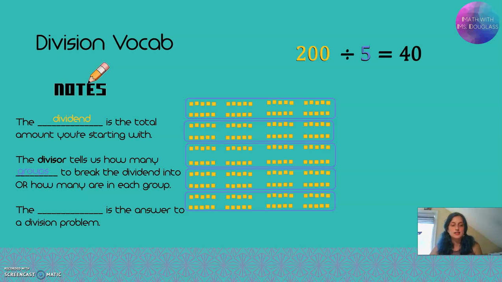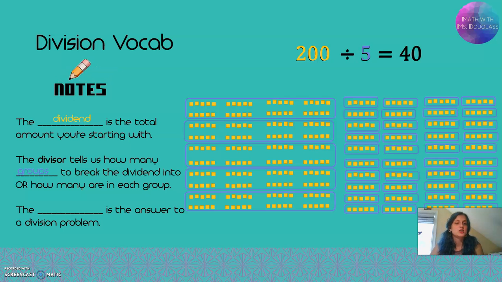Or depending on the context of usually a word problem, it could also mean how many are in each group. So make 200 into groups of 5. You can see in this option here that there are 5 in each of those groups.